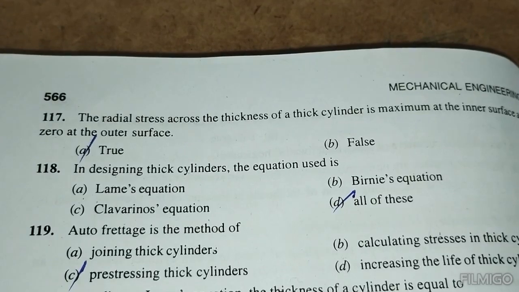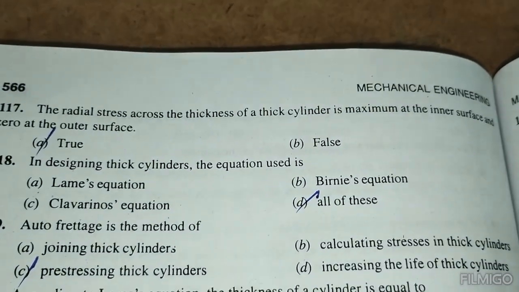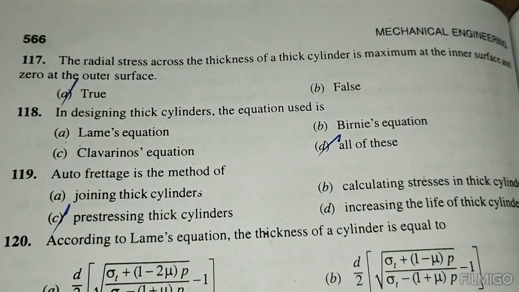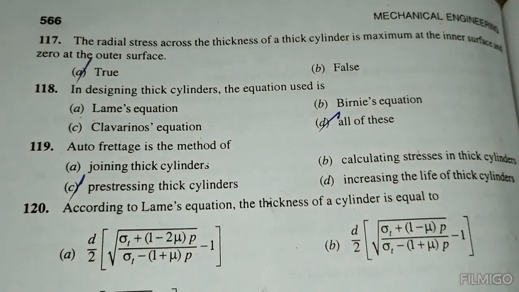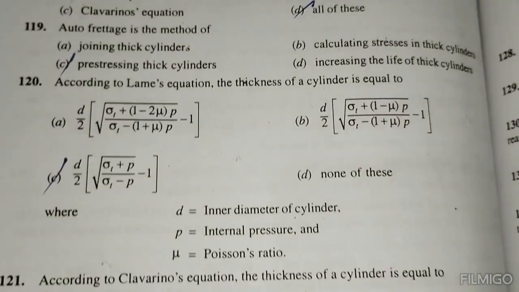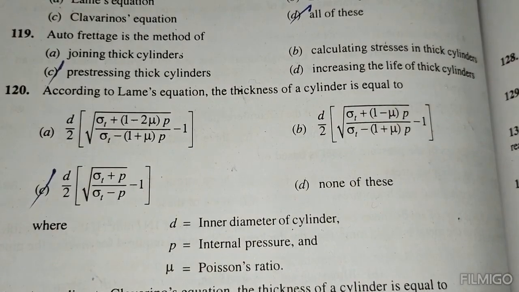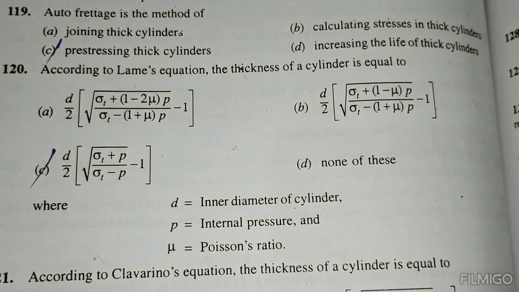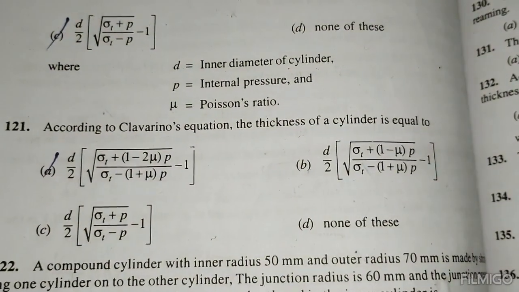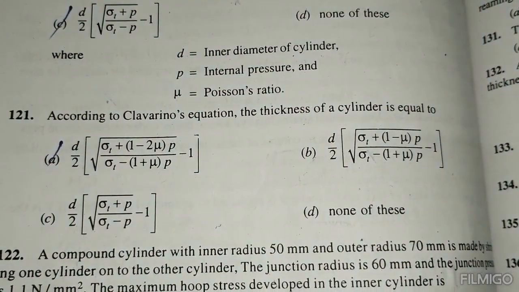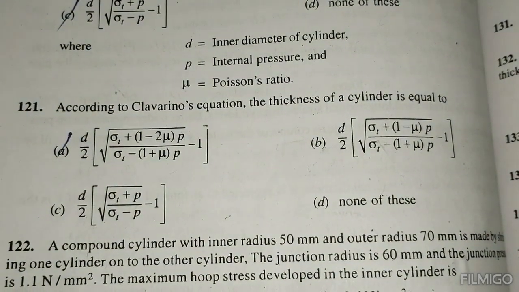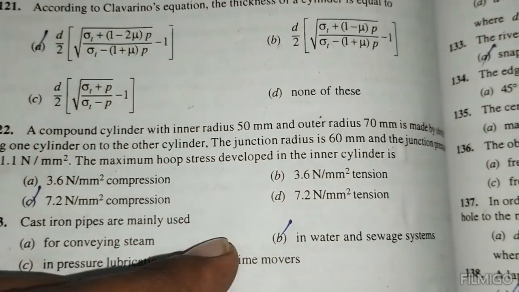The radial stress across the thickness of a thick cylinder is maximum at the inner surface and 0 at the outer surface. In designing thick cylinders, the equations used are all of the above. Autofrettage is a method of pre-stressing thick cylinders. According to Lame's equation, the thickness of the cylinder is equal to d by 2 times the square root of (sigma t plus p) by (sigma t minus p), minus 1. According to Clavarino's equation, the thickness of the cylinder is equal to d by 2 times the square root of (sigma t plus (1 minus 2 mu) p) by (sigma t minus (1 plus mu) p), minus 1.